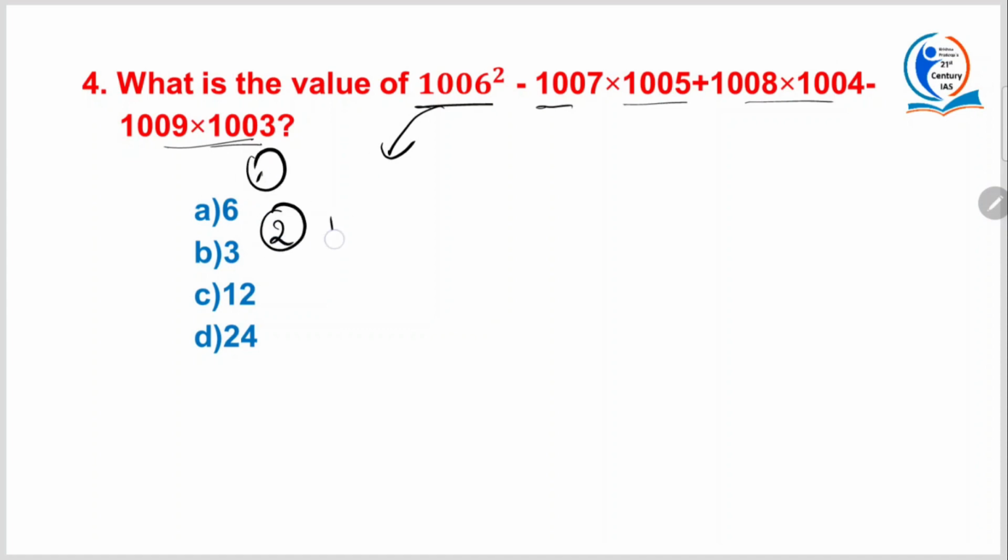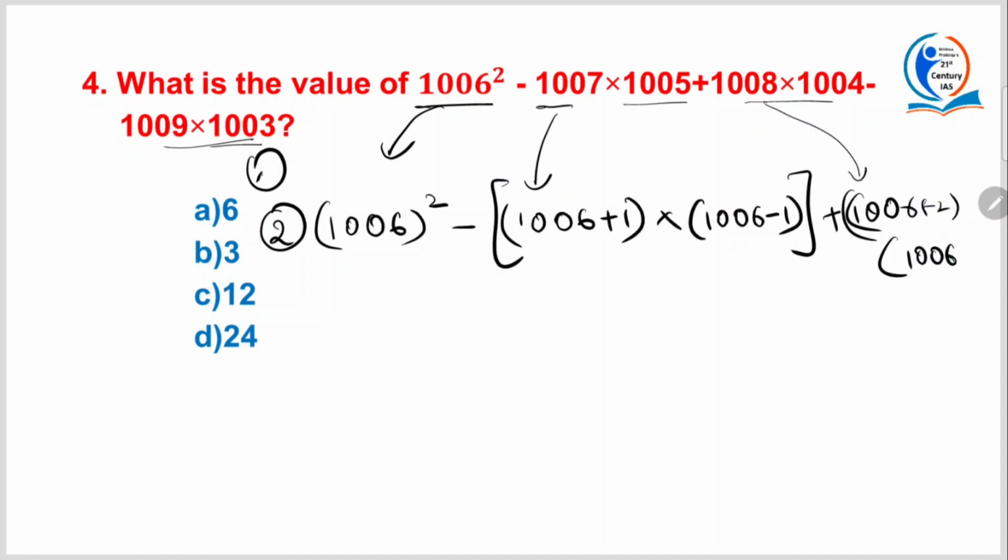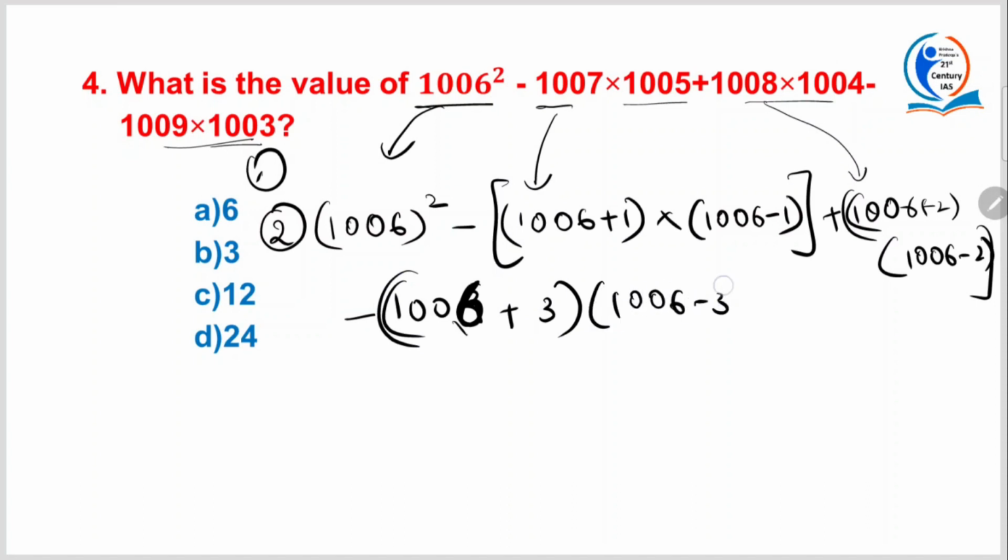The second method is, see, 1006 whole square minus, this you will write as 1006 plus 1 into 1006 minus 1. Okay, and this one will be plus 1006 plus 2 into 1006 minus 2. Minus 1009 can be written as 1006 plus 3 into 1006 minus 3.